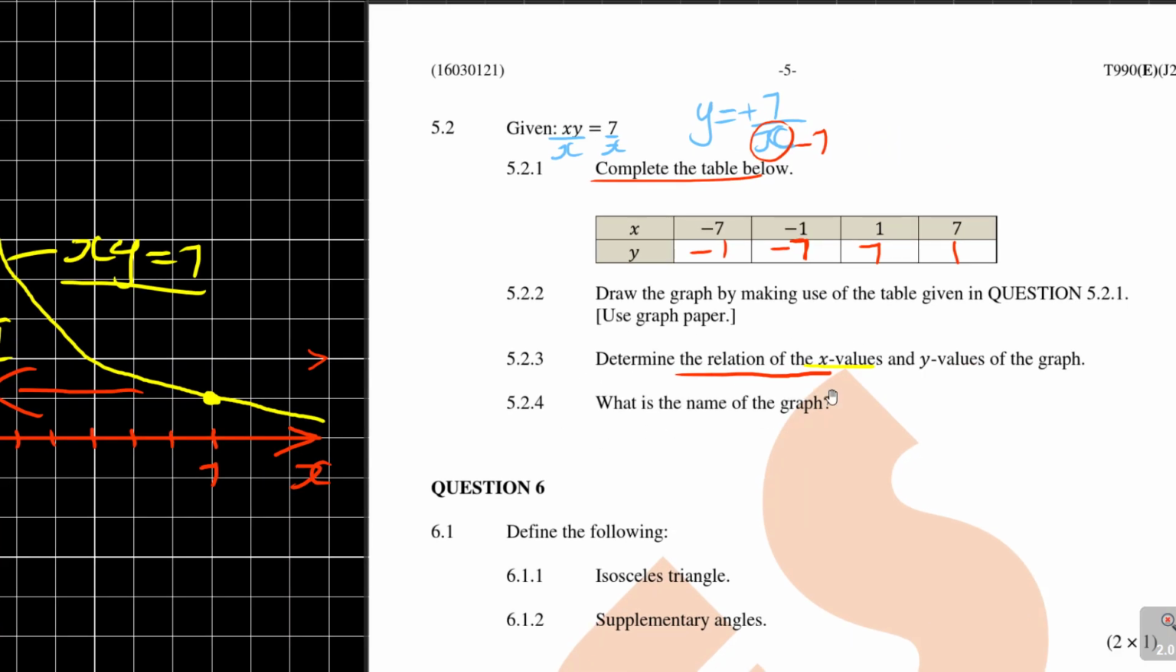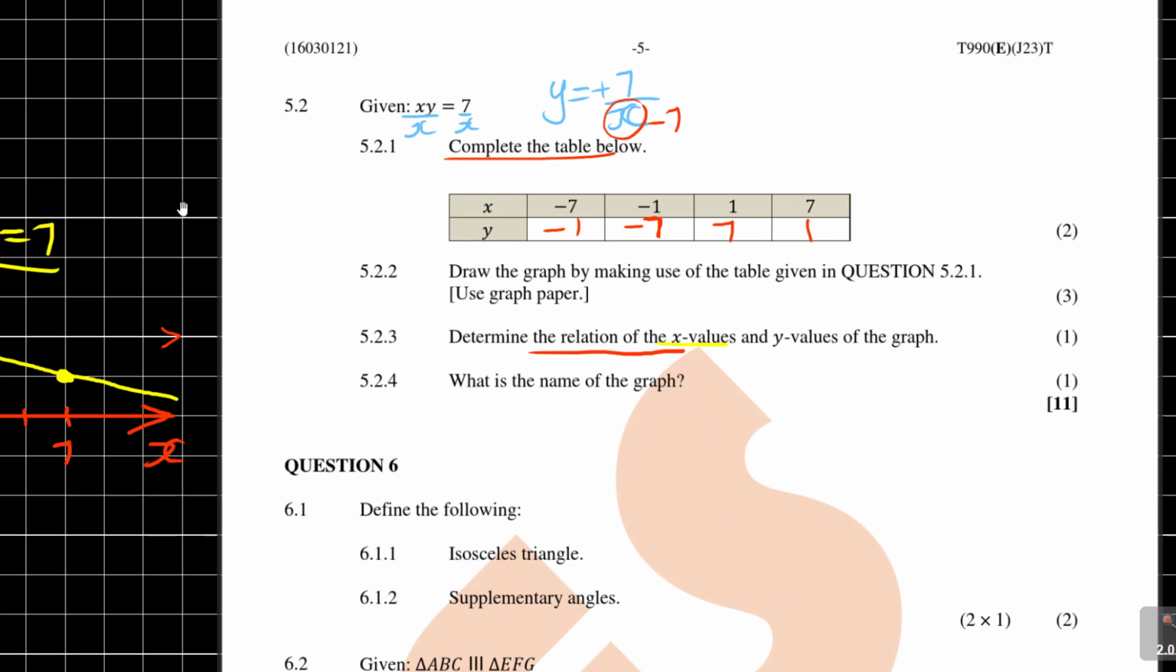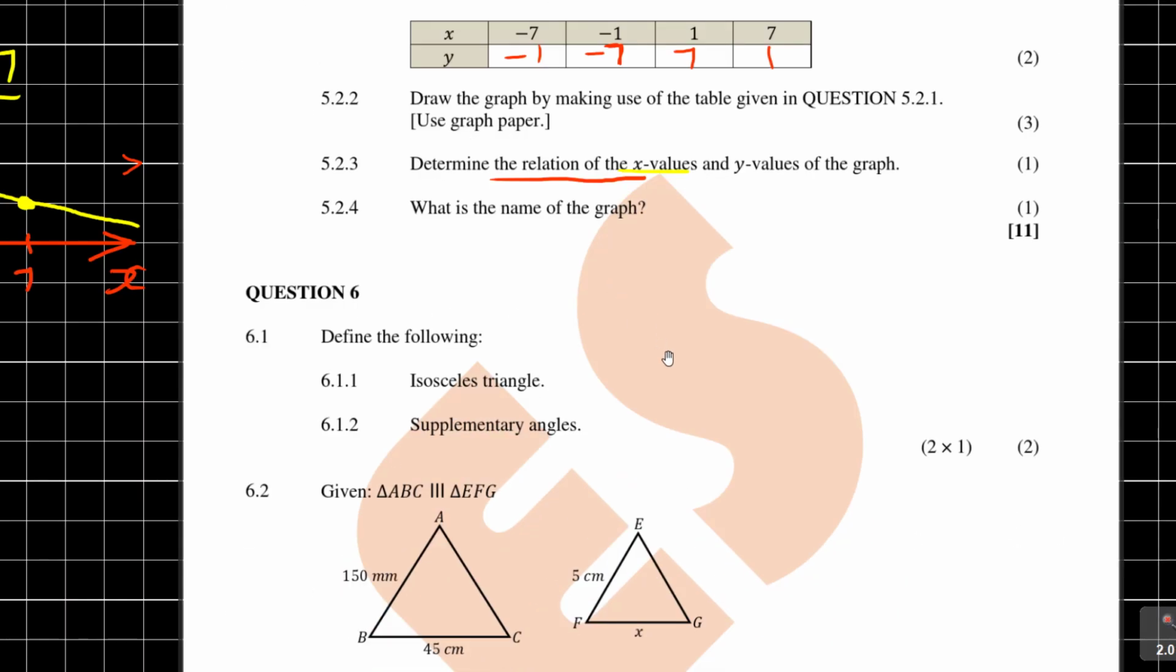And then they say, what is the name of the graph? They're asking actually, what's the name of the graph? It's a hyperbola. Yes. All right.